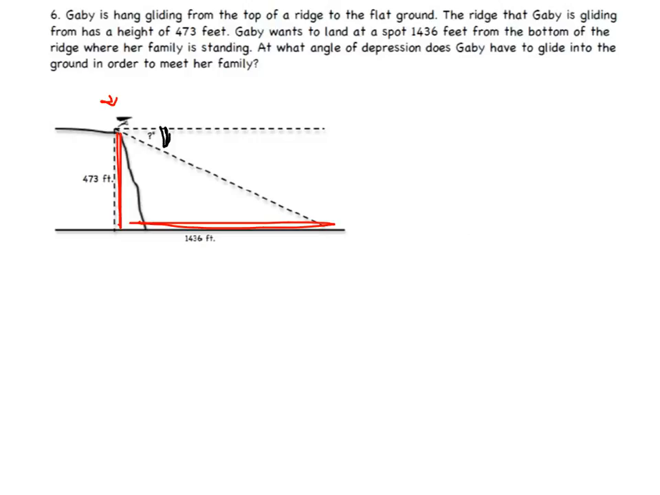Oh, so that's kind of weird. It's not what you would think, because it says at what angle of depression does Gabby have to glide into the ground in order to meet her family. That's actually this angle here, which is not labeled at all. So it appears that this was a trick, but not exactly, because guess what? This angle is actually going to be the same as this angle. All right, so let's figure out what that angle is.